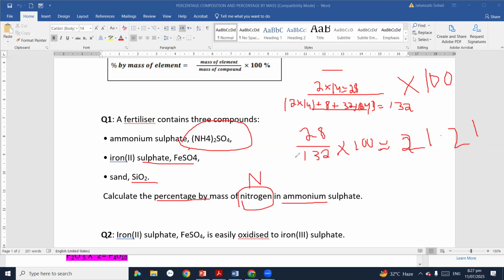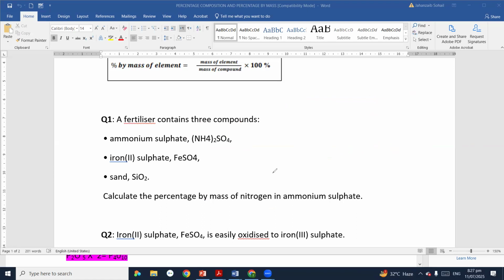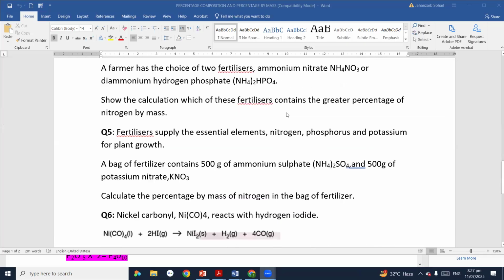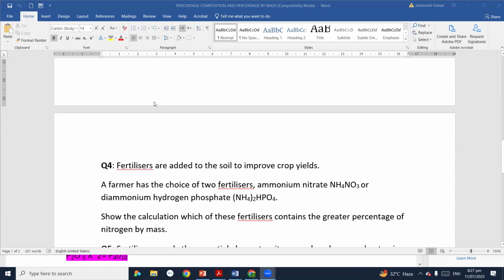In this way, I can calculate not only nitrogen, I can calculate hydrogen, sulfur, and oxygen. But in the paper, you will calculate the percentage mass of the element which you are asked to calculate, not all. Okay, so very good. Next question. Just do this one.